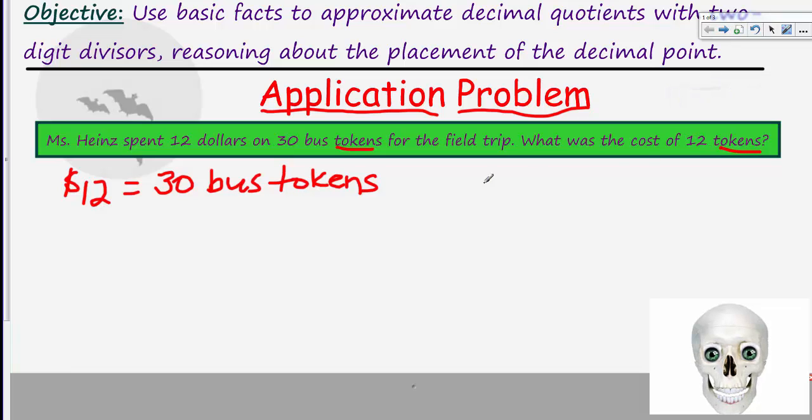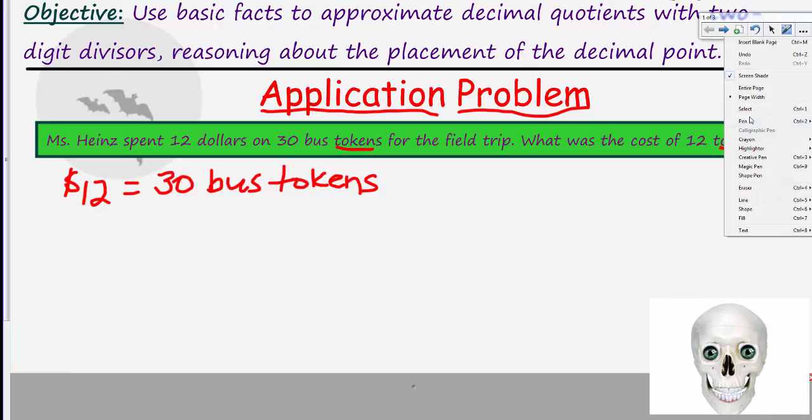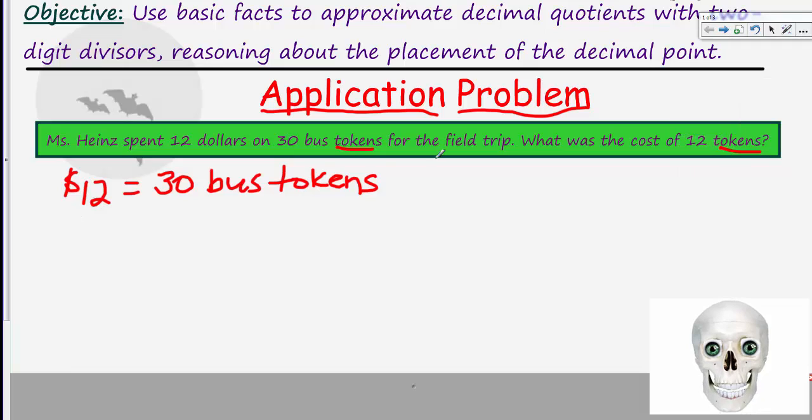Just looking at this, I'm thinking, if we had actually 12 bus tokens, it'd be really easy, right? It'd be $1 a token. Go ahead and set up an equation. That's probably the best way. If it's $12 for 30 bus tokens, I need to determine how much that would be per token. So I would need to divide the $12 by the 30.